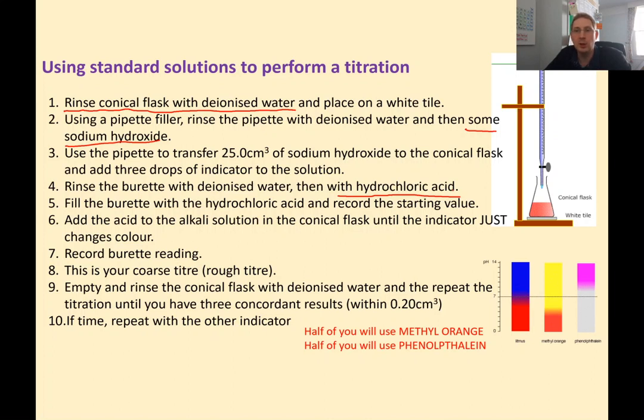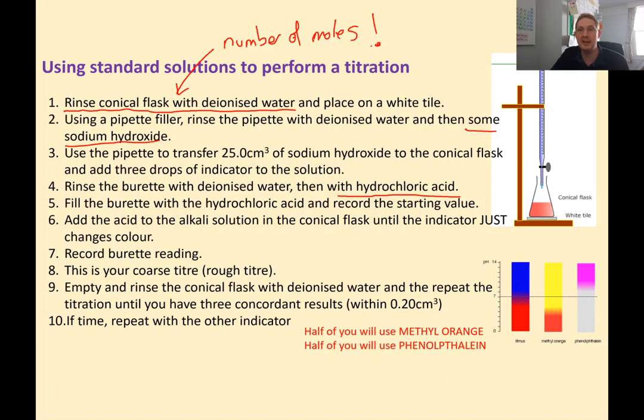Okay. Well, hopefully you realised that the really crucial thing in the conical flask is that we know exactly the number of moles that are put in. So if we rinse the conical flask with the solution that we're going to use, and there's a few drops of that solution in the conical flask, that is going to affect the number of moles of the solution that's in there, and it's going to affect our calculations and the titers that we get.